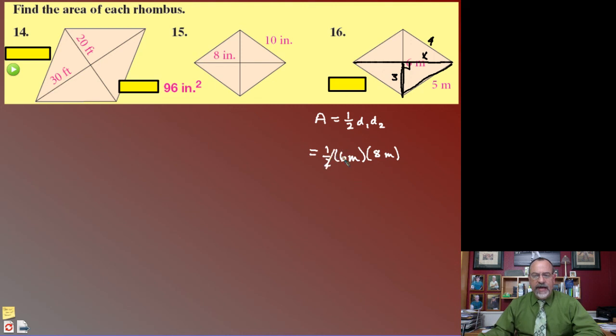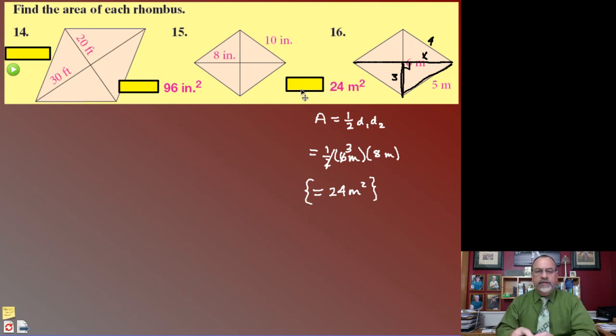So I'm going to go ahead and take half of this 6, which is 3, and then the 3 times the 8 is 24. Meters times meters is meters squared, so I have an area of 24 meters squared for this rhombus, number 16. A rhombus, it's not plural, rhombus. Okay, so again, hopefully those were helpful.